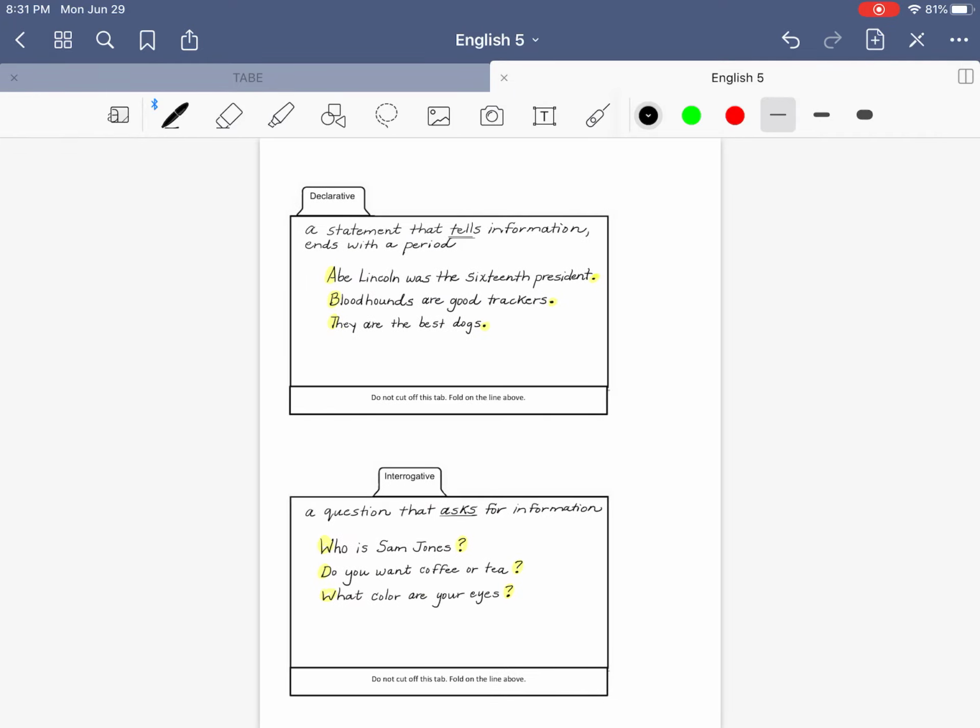Okay, hopefully that lets you know. I want you to know the 4 types of sentences, and the end marks that go with them. That was sort of the overall purpose of this lesson.